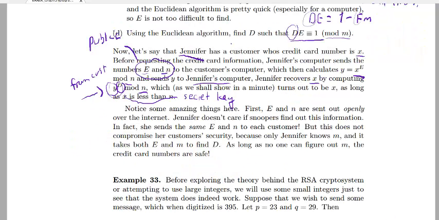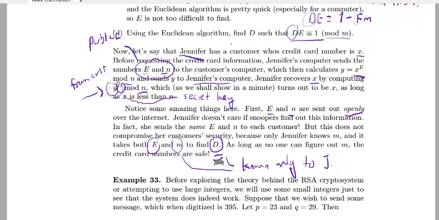Okay, this paragraph reinforces the nature of D and E. E and N are sent out openly. Everybody knows those. The only thing that nobody knows is D. Now, why? It's hard to find D because people need both E and M to find D, and nobody knows M. So M and D are known only to Jennifer.